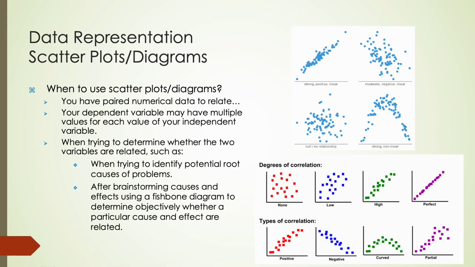Scatter plots or scatter diagrams are used when you have paired numerical data and need to explore the relationship between 2 variables. They are particularly useful when your dependent variable may have multiple values for each value of your independent variable, and when you are trying to determine whether 2 variables are related, such as identifying patterns or correlations.